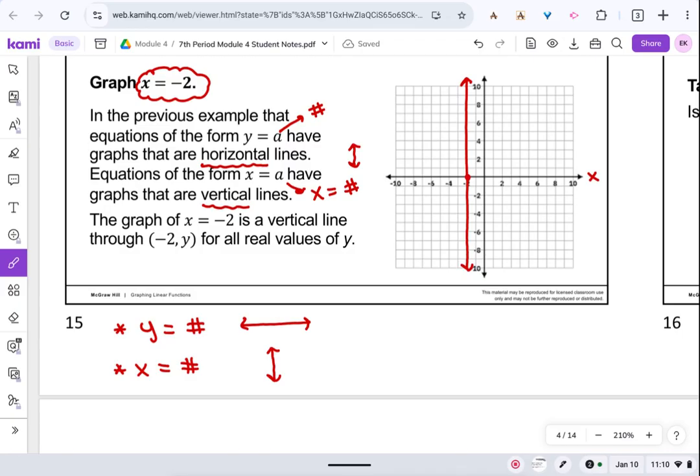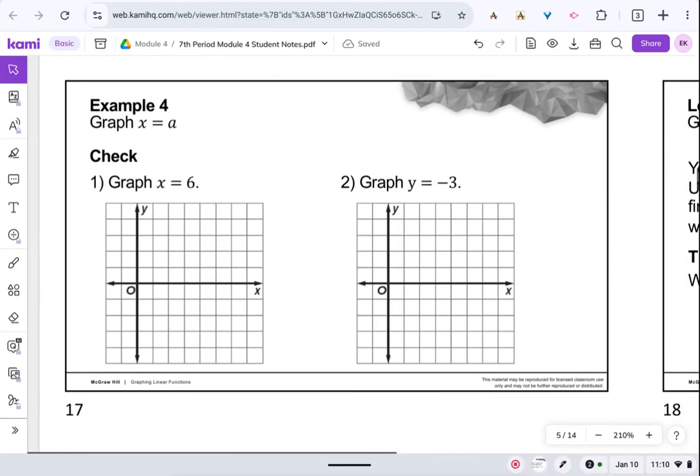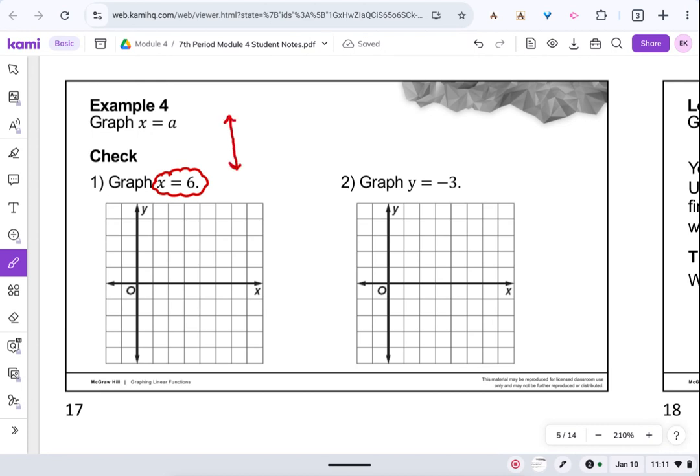Now there are 2 examples on the next page, so I'm going to go through those. We're going to skip slide 16. Okay. So slide 17 here, we're going to graph 2 different examples. One is an x equals, one's a y equals. Okay, so x equals 6. Anytime we have x equals, we're going to have this up and down graph through where x is 6. Okay, our x-axis is this one right here. So we're going to go right 6. 1, 2, 3, 4, 5, 6. Put a point. And then we're going to draw a vertical line through that point. So a line up and down. That's where our x equals 6 graph is going to be.